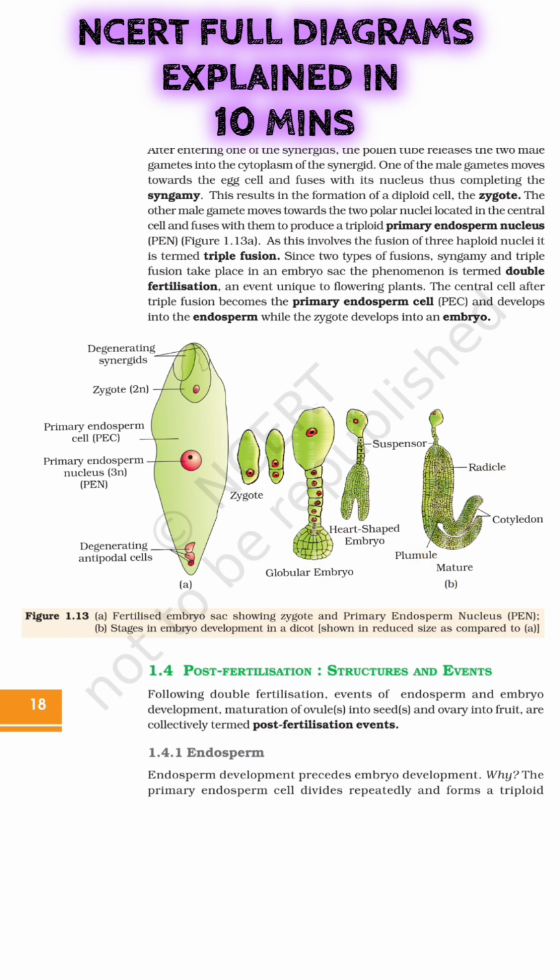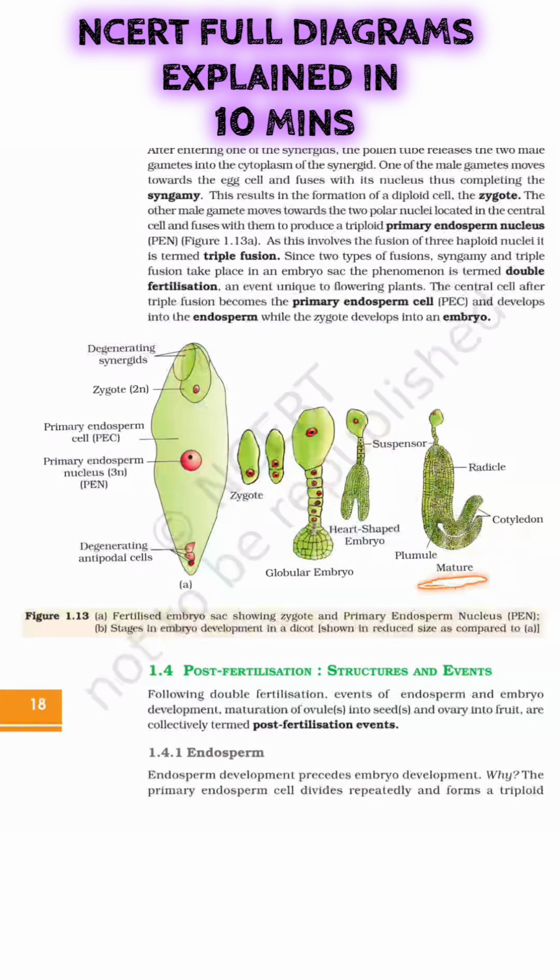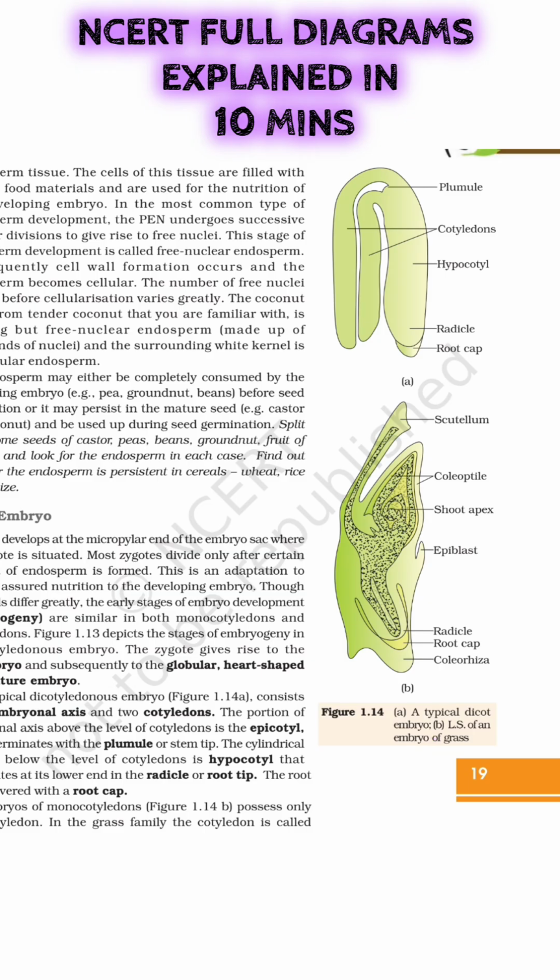So you have radicle, cotyledon, plumule. This shows the mature one, right? The others are just the different stages, the developing, and finally it is mature. The last one shows the mature one, okay, as it's written here. Figure 1.14, a typical dicot embryo is being shown in A part.